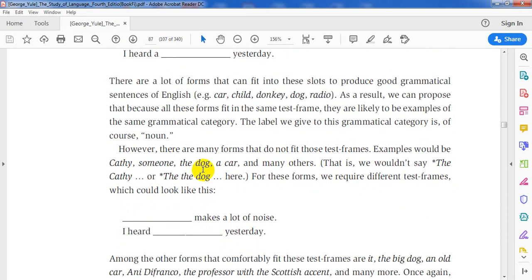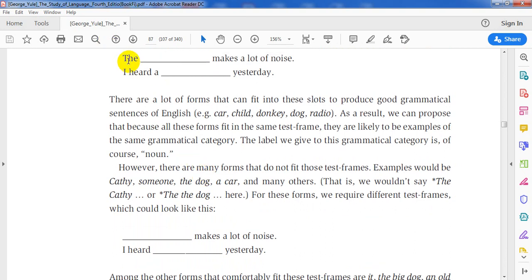What is this solution? Instead of saying the blank makes a lot of noise, I would delete the so that the rule will be acceptable. In I heard a blank, I delete a here so that I can put as many nouns as possible in this blank, so that I can make an acceptable form or frame. They call these frames.